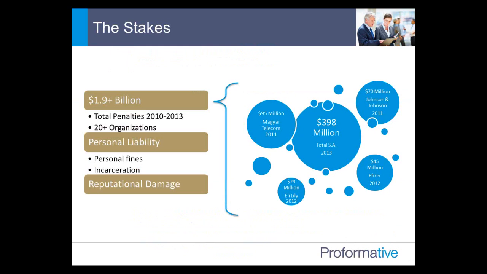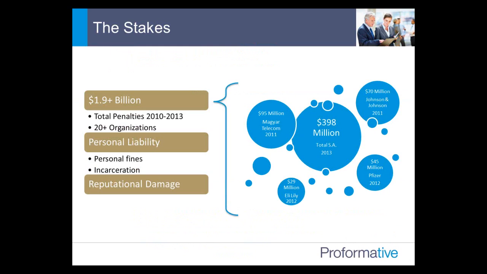In fact, you can see some of the companies and organizations on your screen that have been subject to fines and penalties. Just since 2010, there have been almost $2 billion in penalties doled out to more than 20 organizations. You can do the quick math there. Not all of them are paying hundreds of millions of dollars, but to get to almost $2 billion for 20 organizations, we're talking pretty hefty fines and penalties across the board.